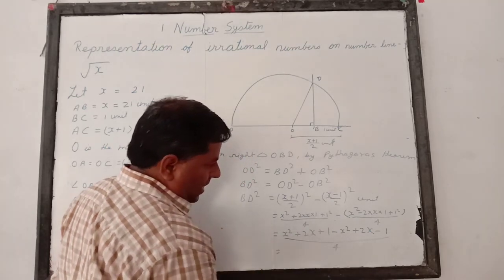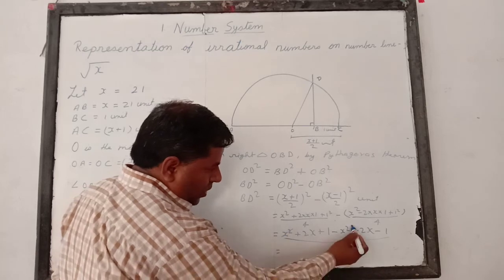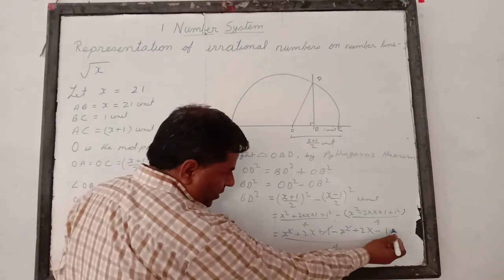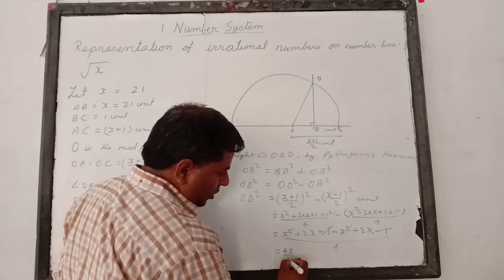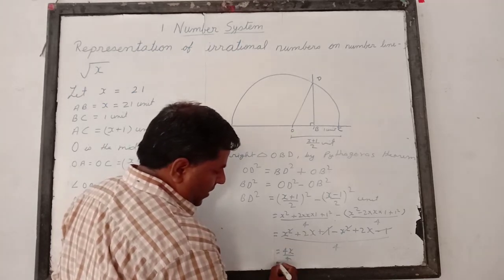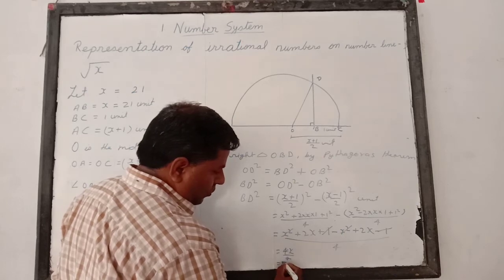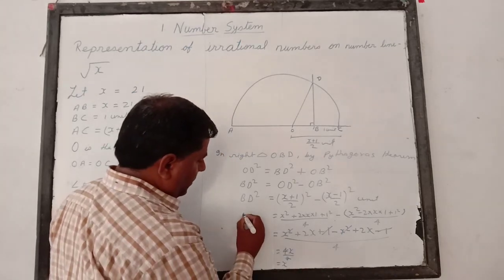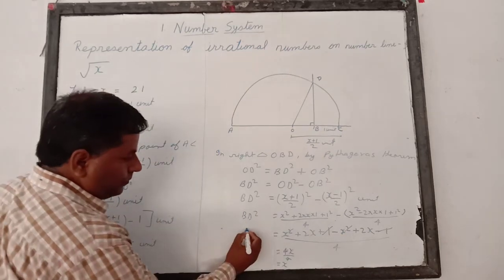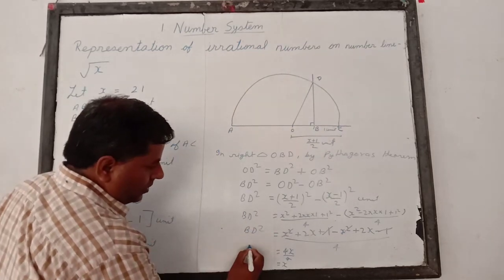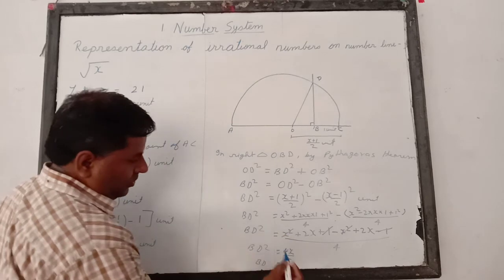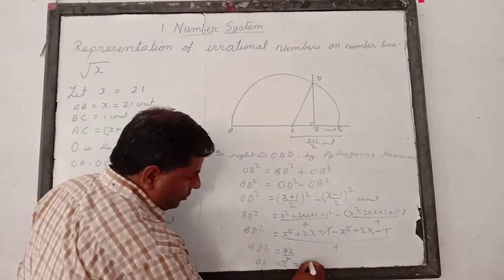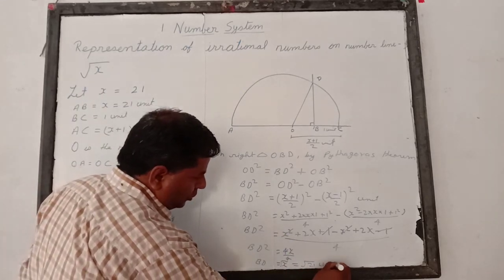So now next, you can see here x square and x square will get cancelled, plus 1 and minus 1 will get cancelled. So we have 4x by 4, and finally 4 and 4 will get cancelled, so x. So now here we can write BD square equals x. The square goes to the other side and it becomes root x. So BD is equal to root x, which is root 21 unit.